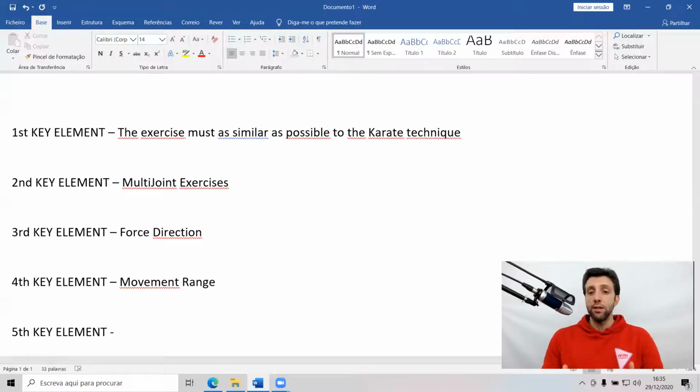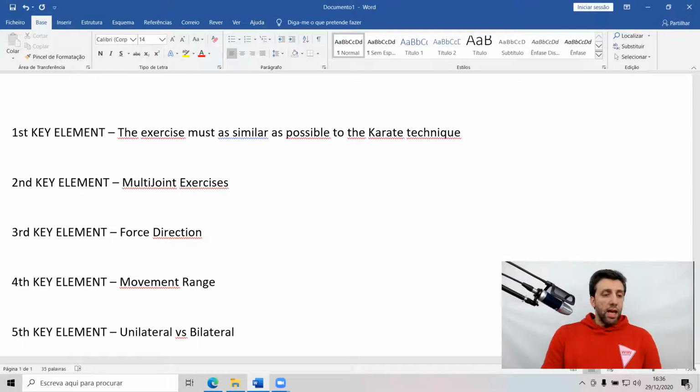The fifth key element, it's not exactly an element, it's something I think is important to talk about in this class: unilateral versus bilateral exercises. Both have advantages and disadvantages.